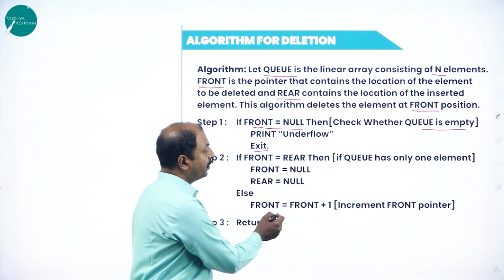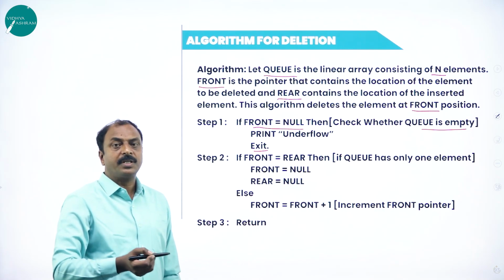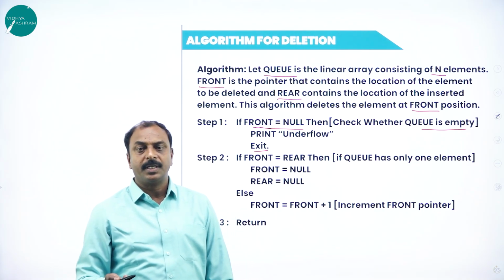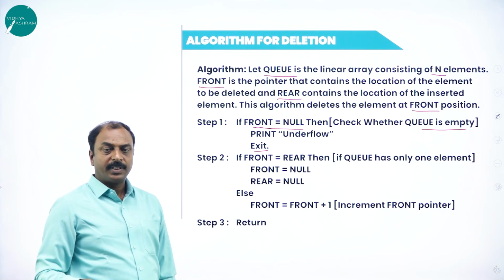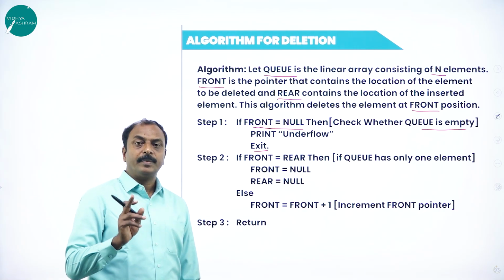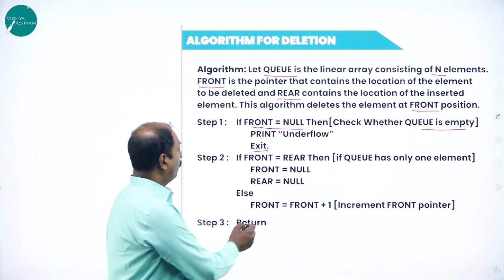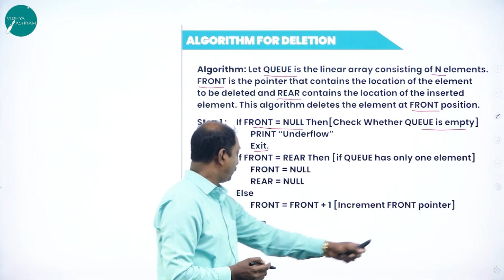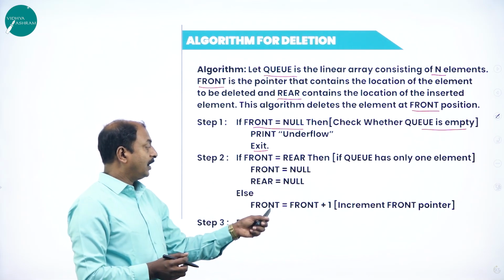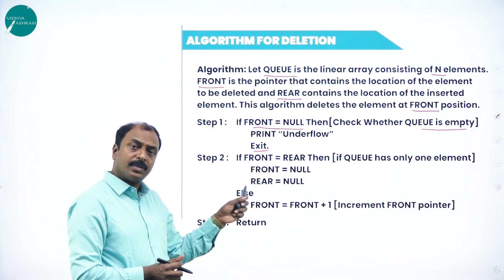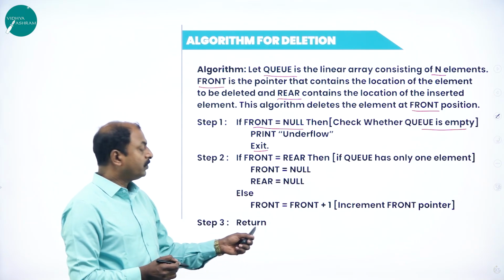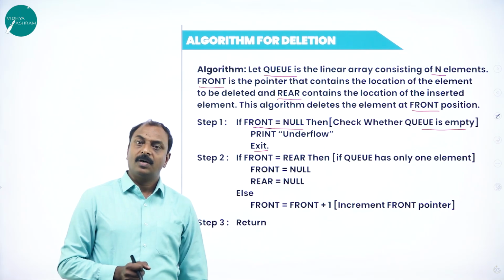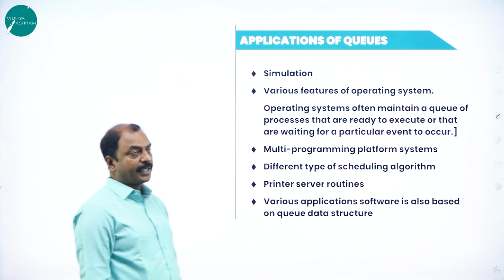Else, front equals front plus 1. As we have seen in the previous example, if we increment the front pointer by plus 1, it is understood that from that point the element is deleted. So front equals front plus 1. We increment the front pointer by plus 1, and this logically removes the element from the queue. Then we return. So this is the algorithm for the deletion operation. Now let us move on to the next slide.